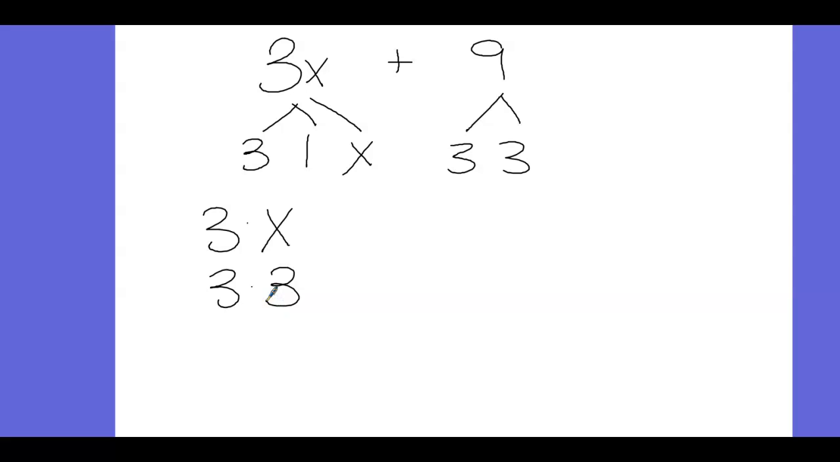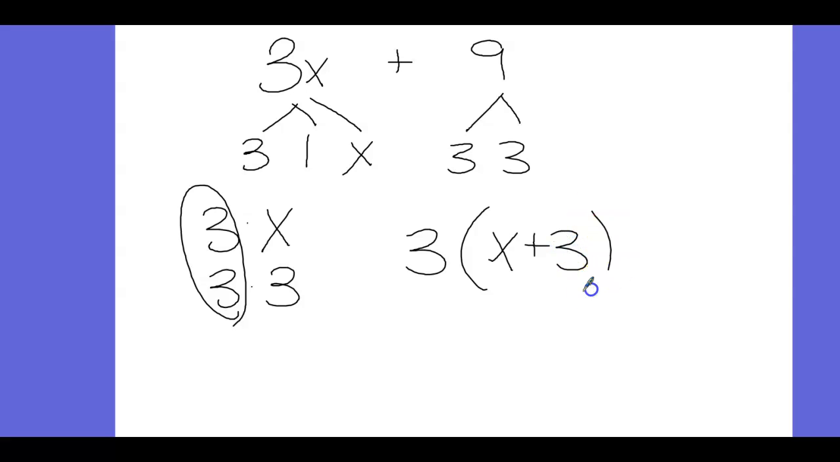What do you have that's in common? 3. I have a pair of 3. So if you have it in common, you can take it out of the grouping. If I take out the 3's, what's left on the inside? Up top, what are you left with? 3x. I took out the 3. On top, you're left with x, plus, and on bottom you're left with 3. So you pull out the thing that you have in common, and then what you're left with goes in parentheses.